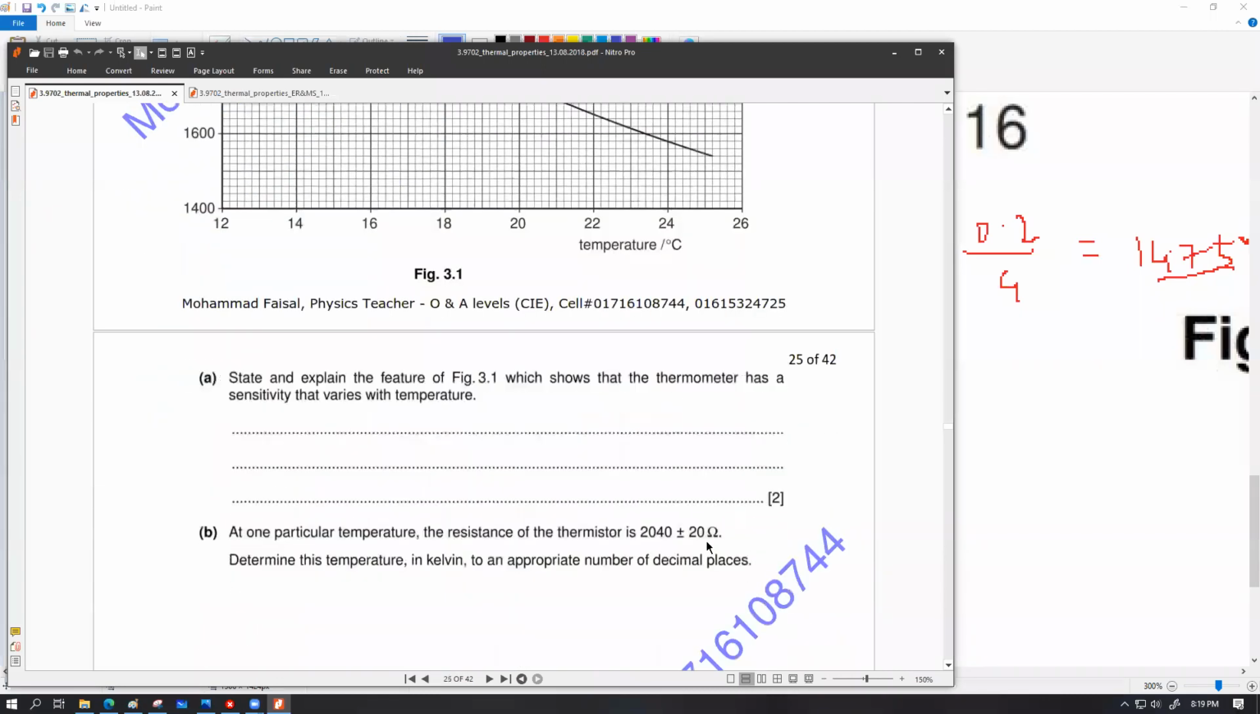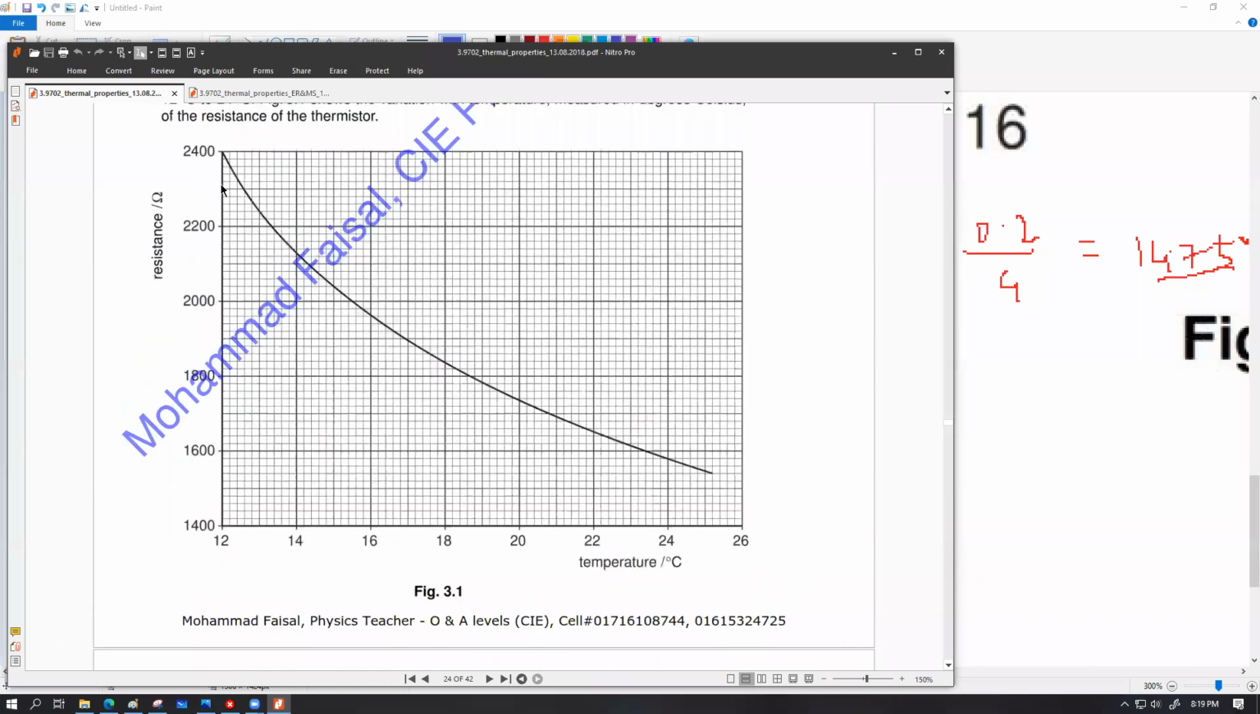This thing means, for every 20 ohm of resistance, how much relevant temperature difference are we going to get. That means the uncertainty. But that uncertainty would have different values at different temperatures, because the graph is not a straight line.